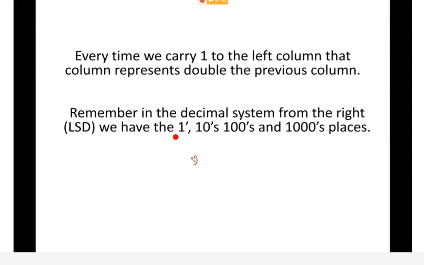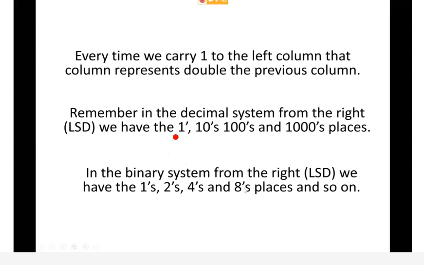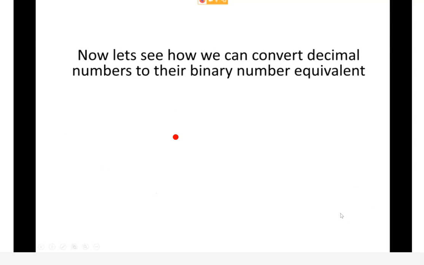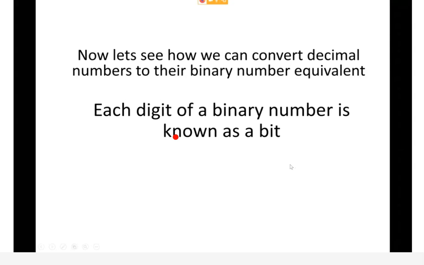For binary, our system is from the right, least significant digit. So there's our 1s, 10s, hundreds, thousands places for decimal. For binary, it's 1, 2, 4, 8, and so on. 16, 32, 128, 256, 512, 1024, 2048, and on and on and on.